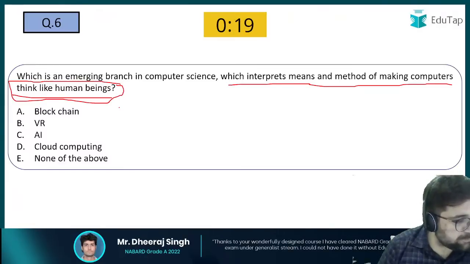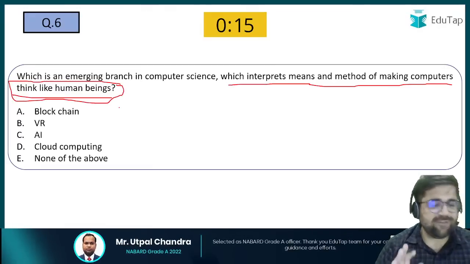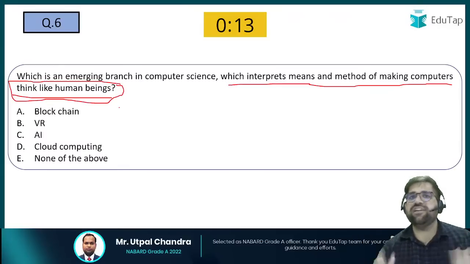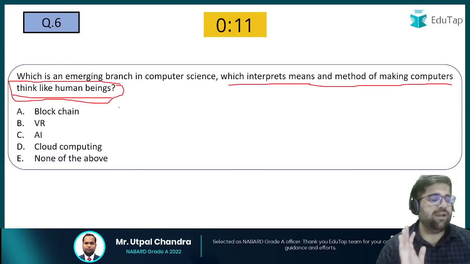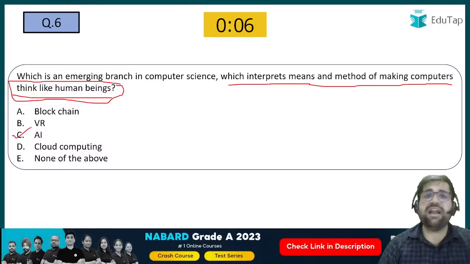Vishal, please stick to the book language. Do not run into different zones. Father of computer is Charles Babbage. Father of modern computers is Alan Turing. So please remember this. Yes, your answer will be AI, that is your artificial intelligence.